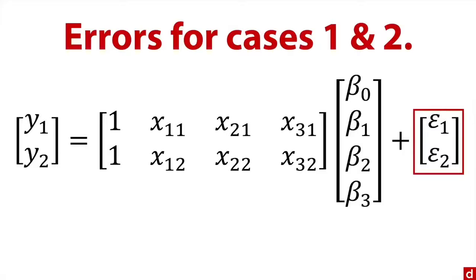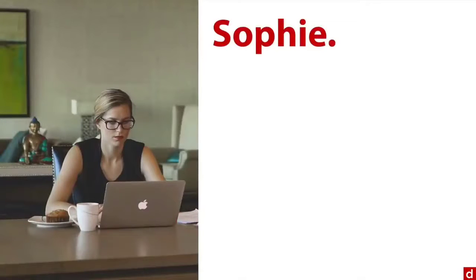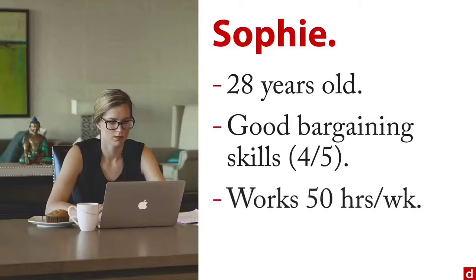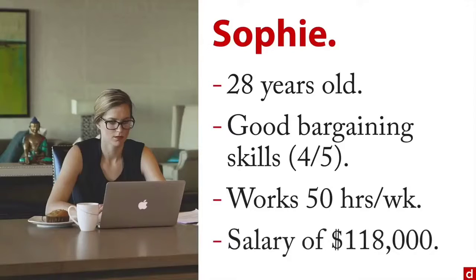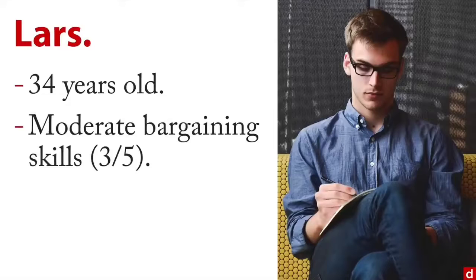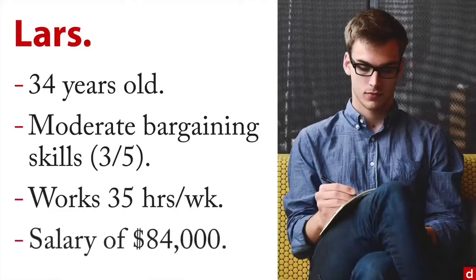Now, even though you would not do this by hand, it's kind of helpful to run through the procedure. So I'm going to show it to you by hand. And we're going to take 2 fictional people. This will be fictional person number 1. We'll call her Sophie. We'll say that she's 28 years old, and we'll say that she has good bargaining skills, a 4 on a scale of 5, and that she works 50 hours a week, and that her salary is $118,000. Our second fictional person, we'll call him Lars, and we'll say that he's 34 years old and that he has moderate bargaining skills, 3 out of 5, works 35 hours per week and has a salary of $84,000.